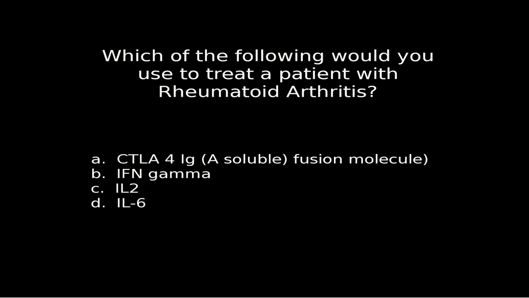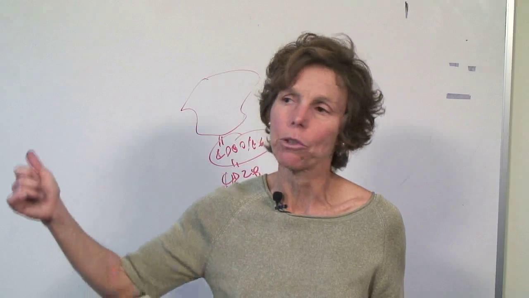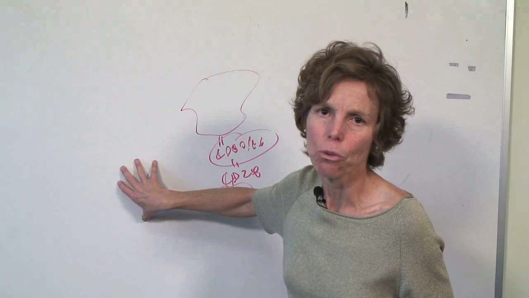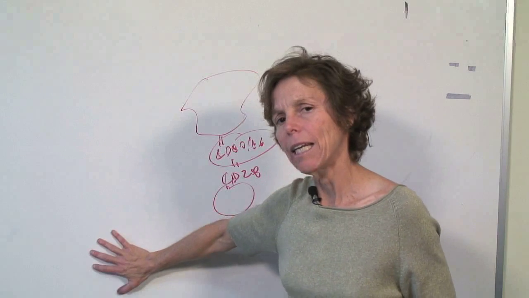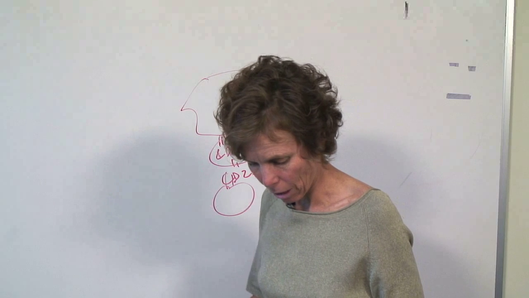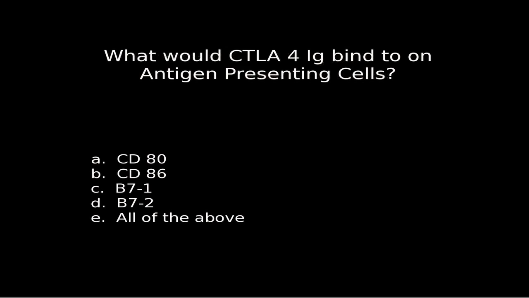Okay, interferon gamma, no, that would increase your problem. IL-2 would increase your problem. IL-6 would increase your problem because you would increase C-reactive protein, which would enable that whole adhesion story, and those macrophages to get in there and cause a lot of problem in your joints in terms of immunopathology.